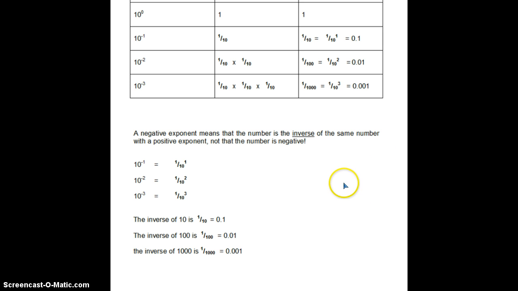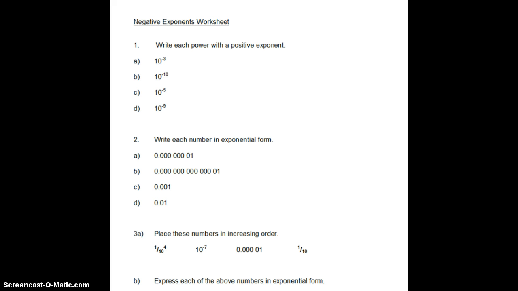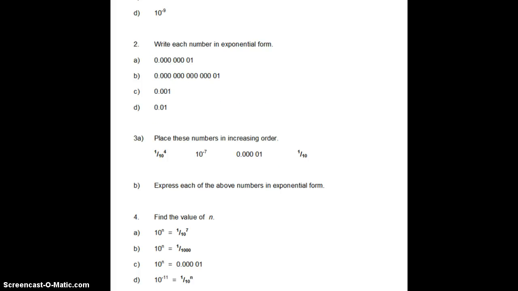Okay, so review this a couple of times. Rewind the video a couple of times. Make sure you understand how to do it. And here are some practice problems for you to work on. First question, write each power with a positive exponent. Second one, write each number in exponential form, that is with a 10 to an exponent. Question number 3 is place the numbers in increasing order, so the smallest to largest. Question 3b is to take each of those 4 numbers and put it in exponential form if it's not already in exponential form. And the last one is find the value of n.